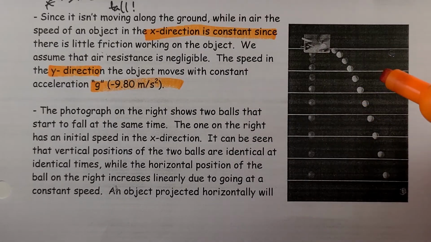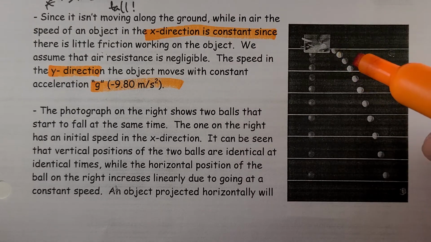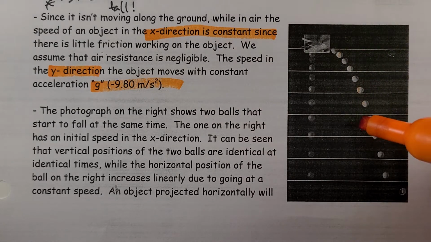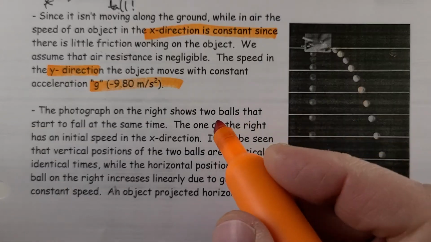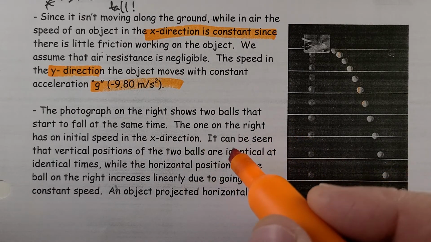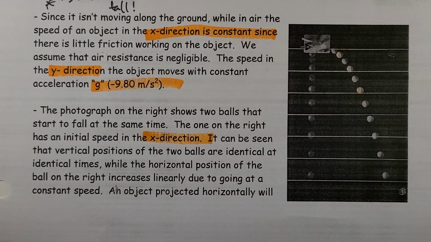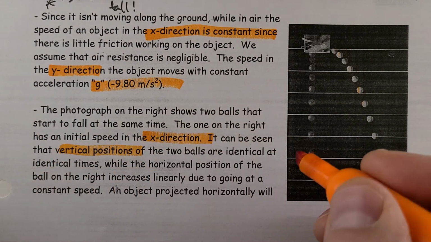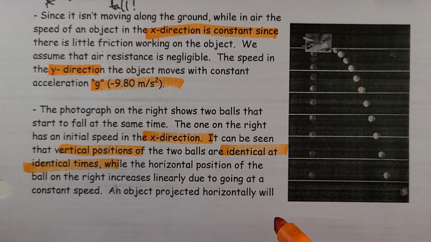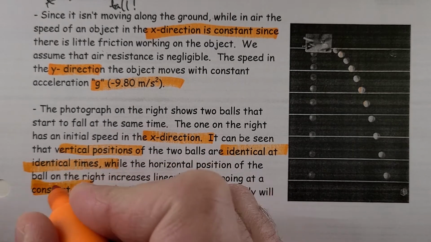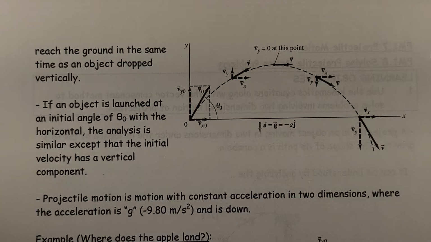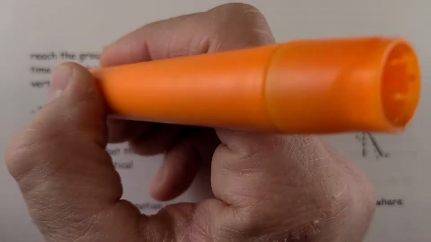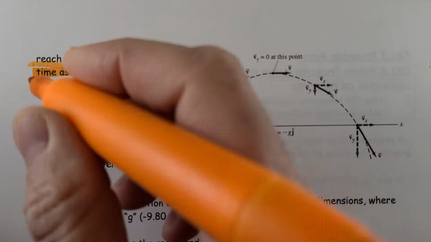If I look at it going to the right, I would see that these lines would be evenly spaced apart, indicating constant horizontal velocity. So the photograph on the right shows two balls that start to fall at the same rate. The one on the right has an initial speed in the x direction. It can be seen that the vertical positions are identical at identical times, while the horizontal position increases linearly due to a constant speed. And an object projected horizontally will reach the ground at the same time as a vertically dropped object, as I mentioned.